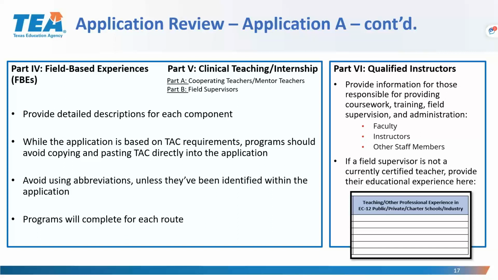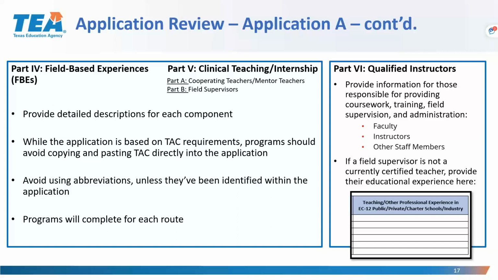For Part 6, Qualified Instructors, the program is required to provide information for those responsible for providing coursework, training, field supervision, and administration, such as degrees held, currently certified areas, and their role in the program. If a field supervisor is not a currently certified teacher, provide their educational experience in the box shown on the slide. This box is the last column in the table, found in Part 6 of the application.